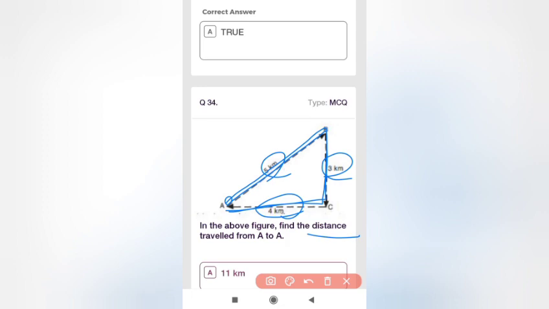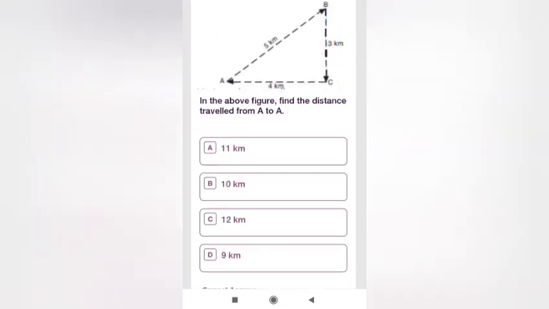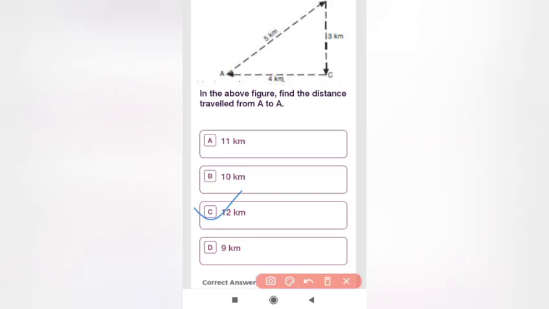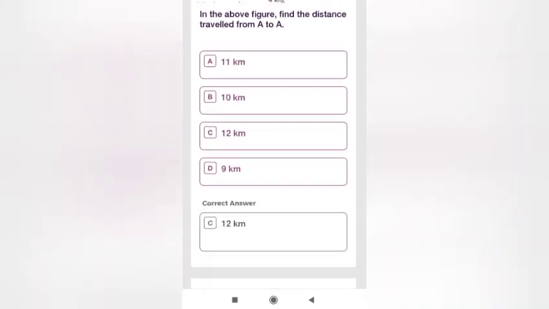So it's 12 kilometer. 5 plus 3, 8. 8 plus 4, it's 12 kilometer. So option C is the correct answer. 12 kilometer, that's the distance.